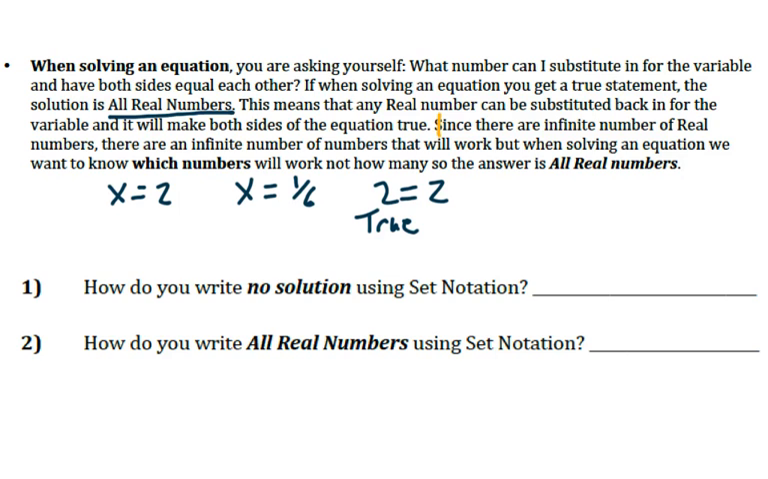Now, here's a little side note. Since there are an infinite number of real numbers, there are an infinite number of numbers that will work. But when we're solving an equation, we want to know which numbers will work. That's the key. Which ones will work? What numbers can I substitute in for the variable and still have each side of the equation equal to each other? Not how many, but which ones. And when we really talk about which ones, we're saying all real numbers.